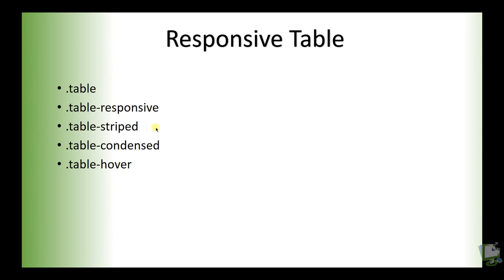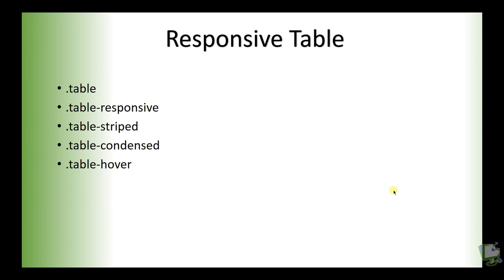Table-striped class makes the alternate rows a different background color, so it looks like stripes. Class table-condensed will reduce the height of rows and make the table dense. Class table-hover will change the background color of the hovered row.